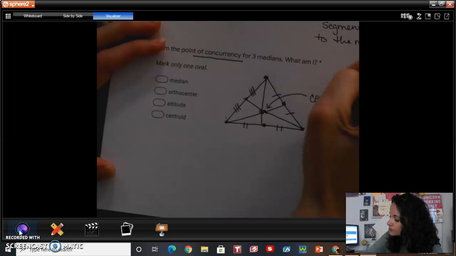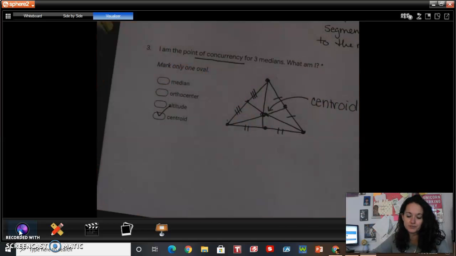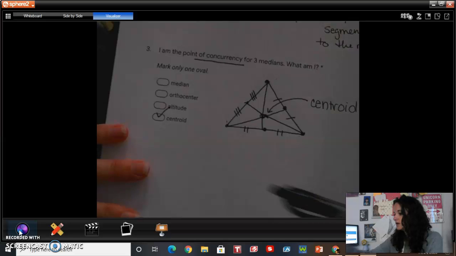And it's really important for us to be able to identify these right here, because the formulas that we're working with in this section are dealing with being able to identify vertexes, midpoints, and centroids, because you don't know which formula you're going to use if you can't identify those parts. All right. Here we go.